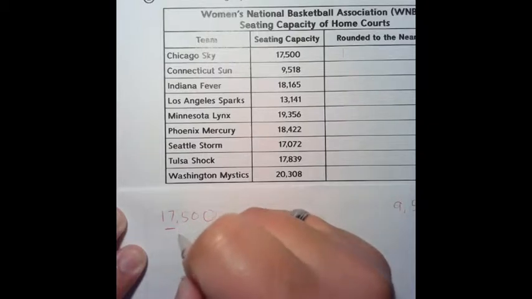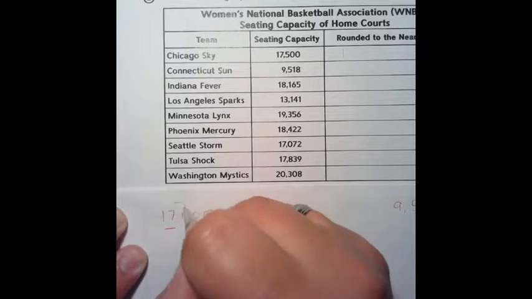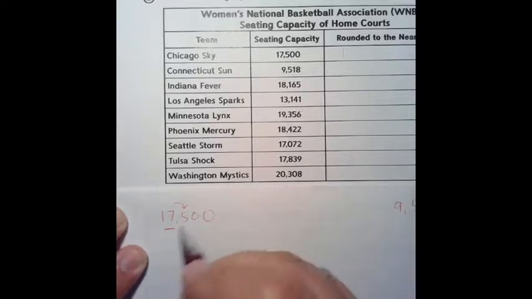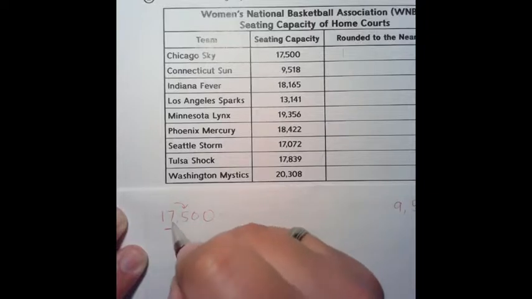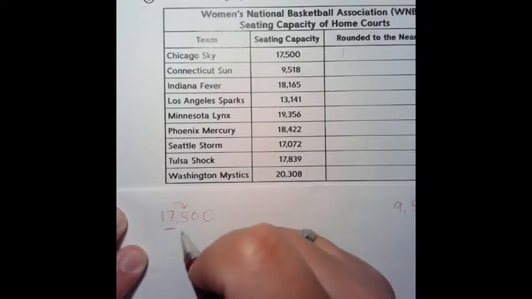And I'm going to say, all right, what? And then I look at the next number over. So I look at the 5. And that's our boss. It tells us what to do. So if it's 5 and above, you want to give this number a shove up. That's a little trick to remember: 5 and above, give it a shove.